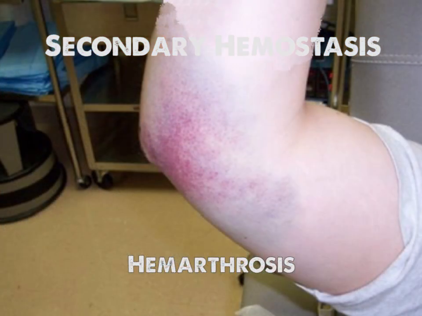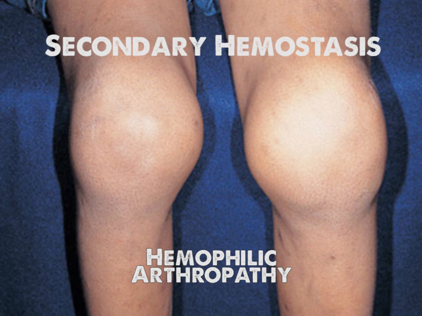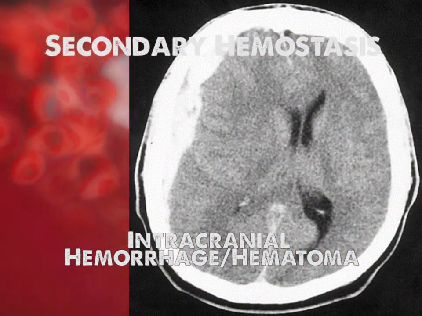And then hemarthrosis presents with a swollen, painful, and sometimes red joint. Recurrent episodes of hemarthrosis can lead to long-term disfigurement and limited mobility of the joint. This is referred to as hemophilic arthropathy. And unfortunately, just as with disorders of primary hemostasis, disorders of secondary hemostasis can lead to intracranial hemorrhage as well.